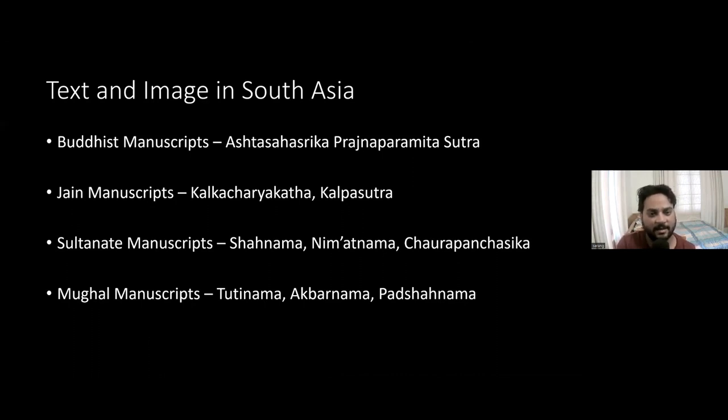So the earliest text and image significance that we get in the region is in the form of Buddhist manuscripts, including the Prajnaparamita Sutra. Then we have Jain manuscripts such as Kalagacharya Katha and Kalpasutra. Then there were manuscripts which were compiled during the Delhi Sultanate age, including the Delhi Shahnama, Nim'atnama, and Chaurapanchasika. And then we have Mughal manuscripts in the form of Tutinama, Akbarnama, and Padshahnama.